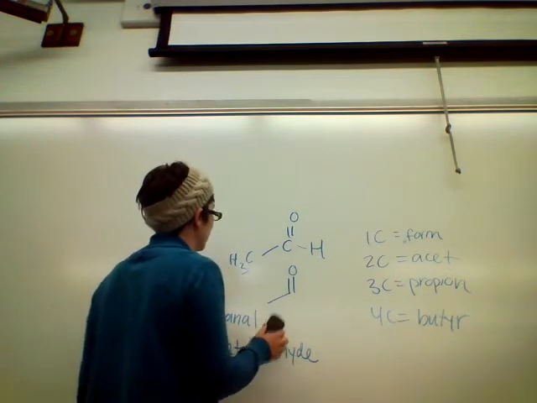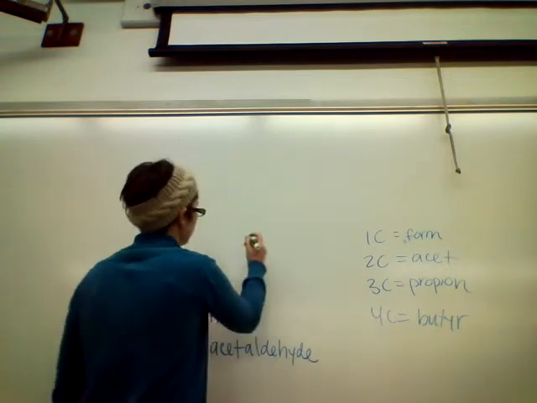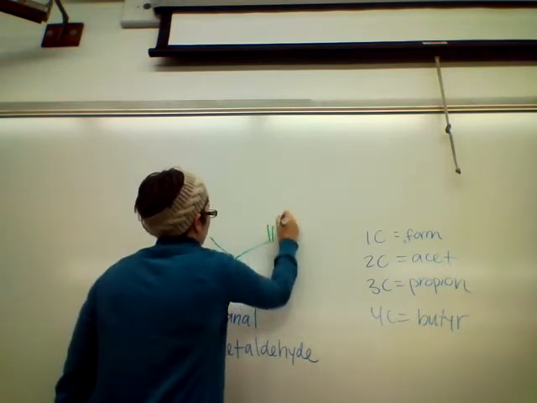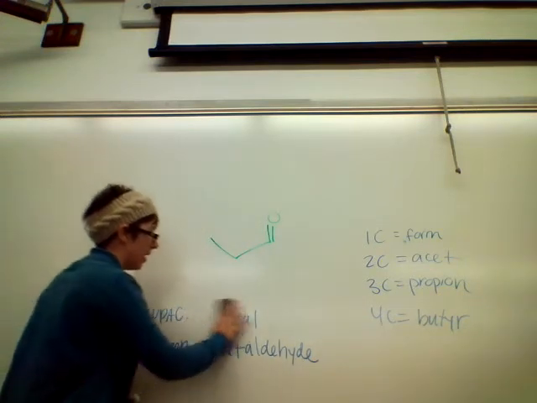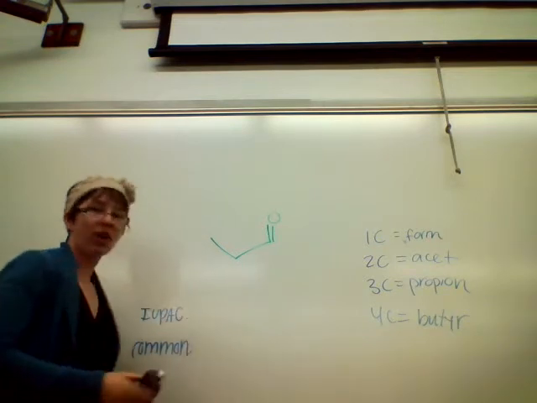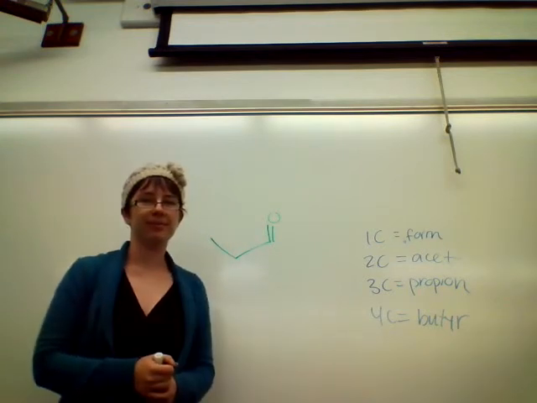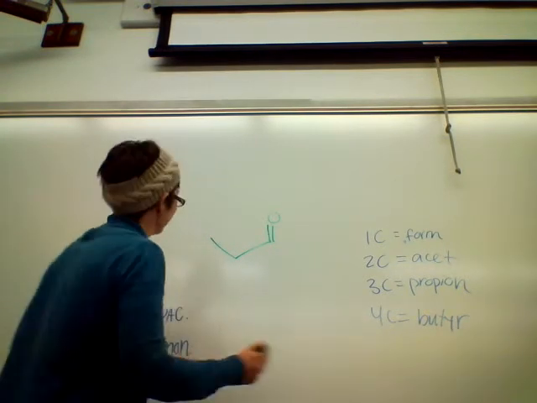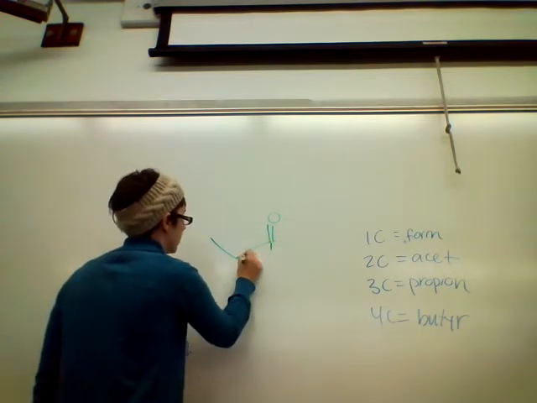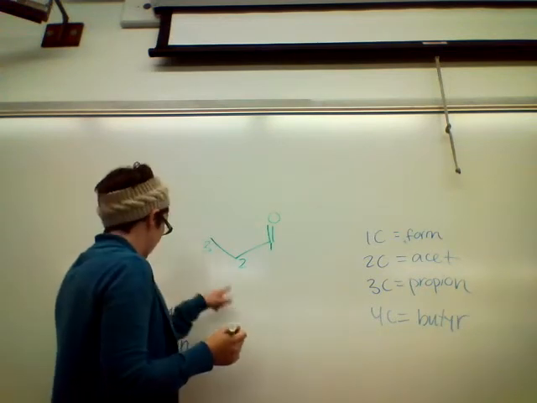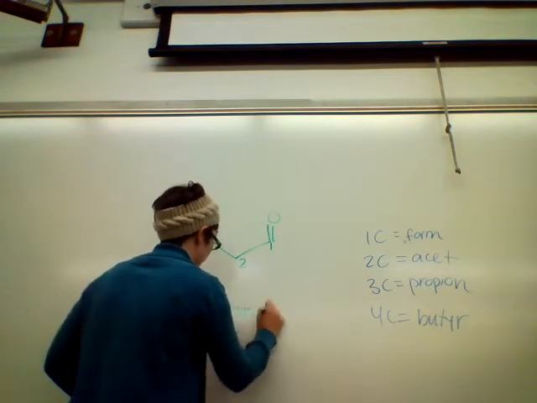Let's do another example. Let's go ahead and name this in common nomenclature and IUPAC. First we'll do IUPAC. Why don't you try this on your own, pause the video, and try naming it. Now that you have tried, this is always carbon number 1. The carbonyl carbon is always carbon number 1. So there are 3 carbons, so IUPAC would be propanal.